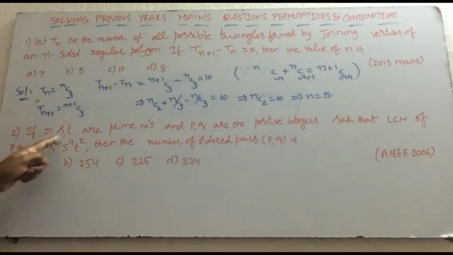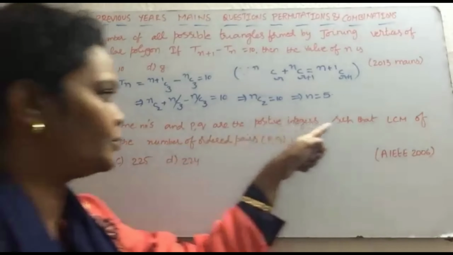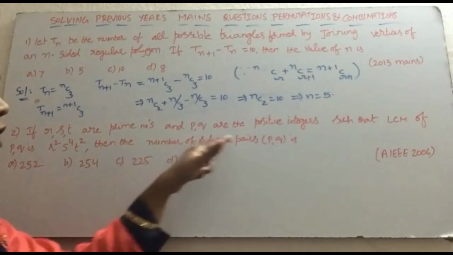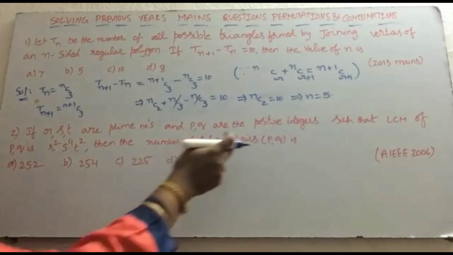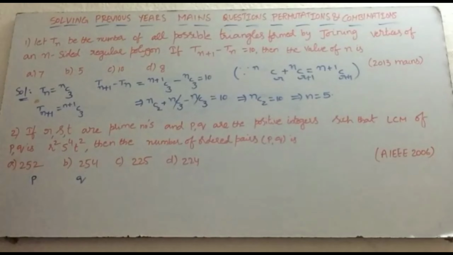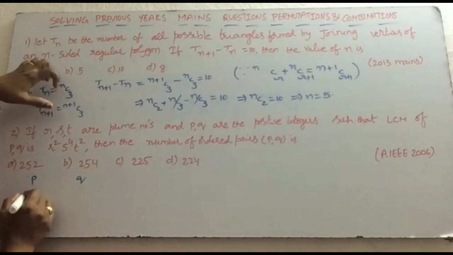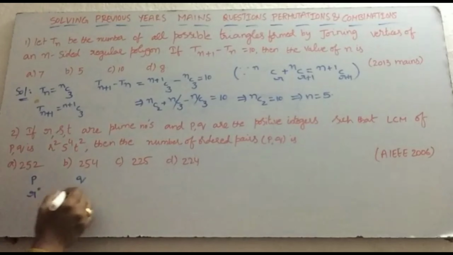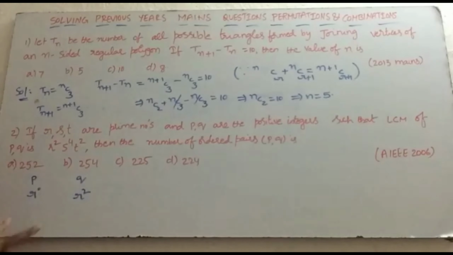Next, if R, S, T are prime numbers and P, Q are positive integers such that LCM of P, Q is R square S power 4 T square, then the number of ordered pairs P, Q. First I will take R only. If P is R power 0, then Q is R square, because the LCM of P, Q is R square S power 4 T square.